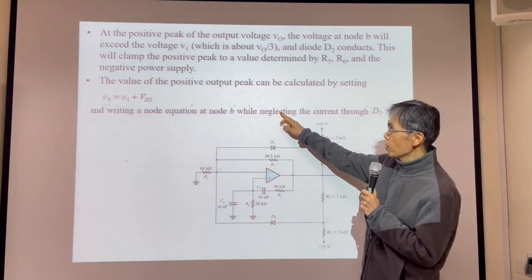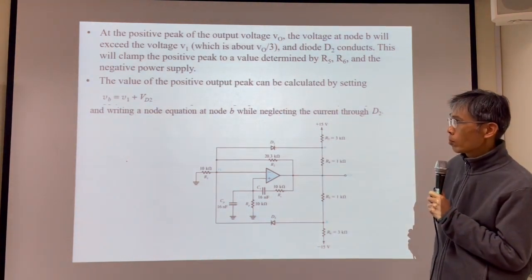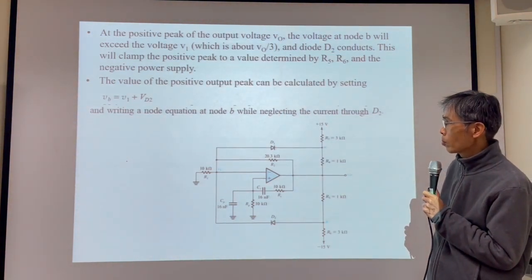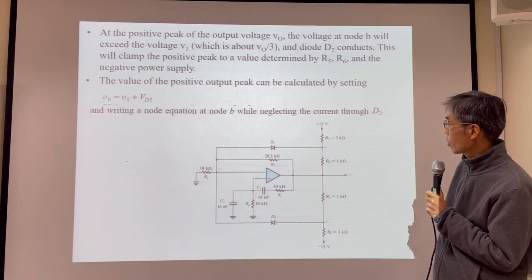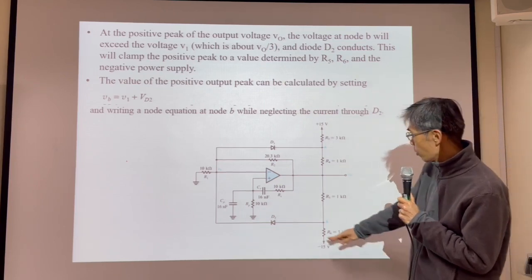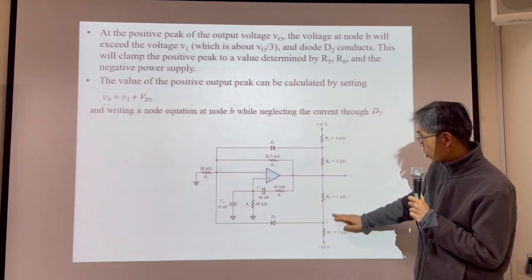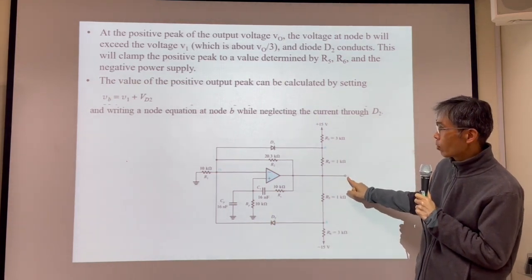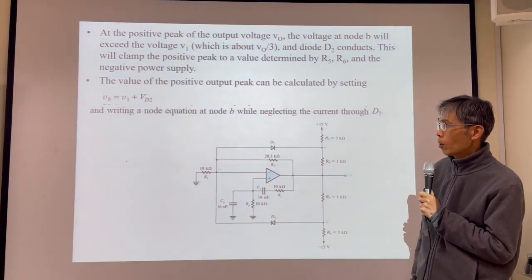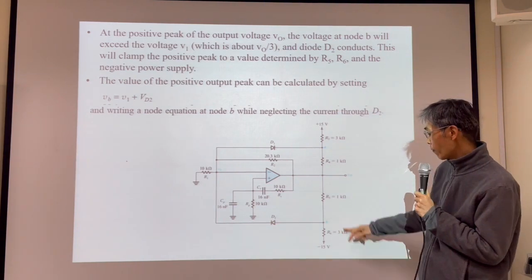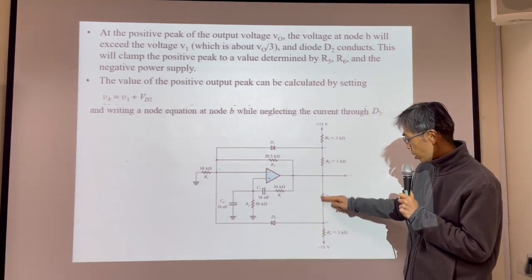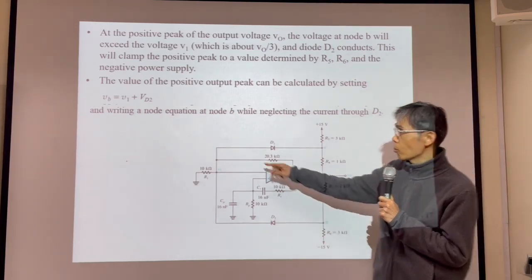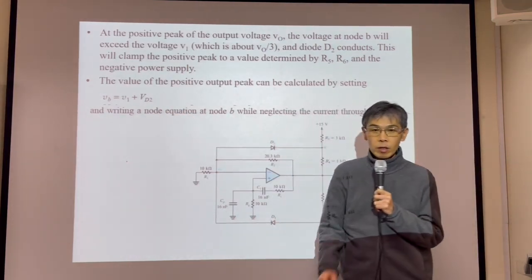Kyler, could you read this? And writing a node equation at node B while neglecting the current through D2. Okay. So if we ignore the current through D2, then we can write down the voltage VO. Okay, please write down the voltage for VO based on this one, this one, this one, and VB. VB equal to this one.